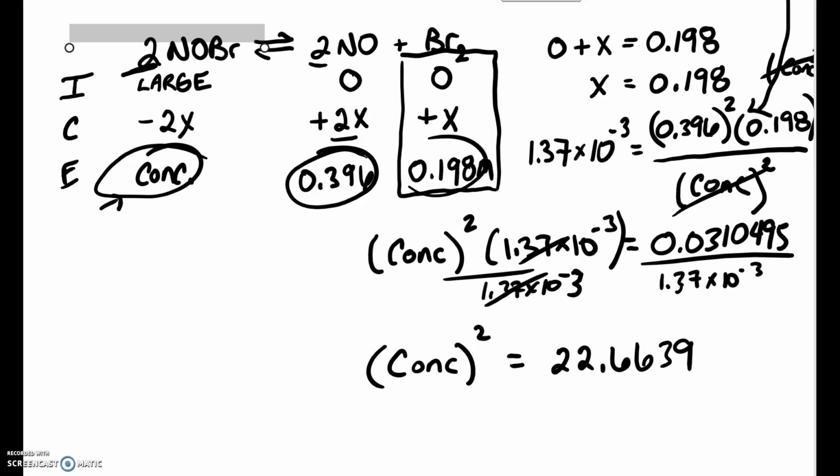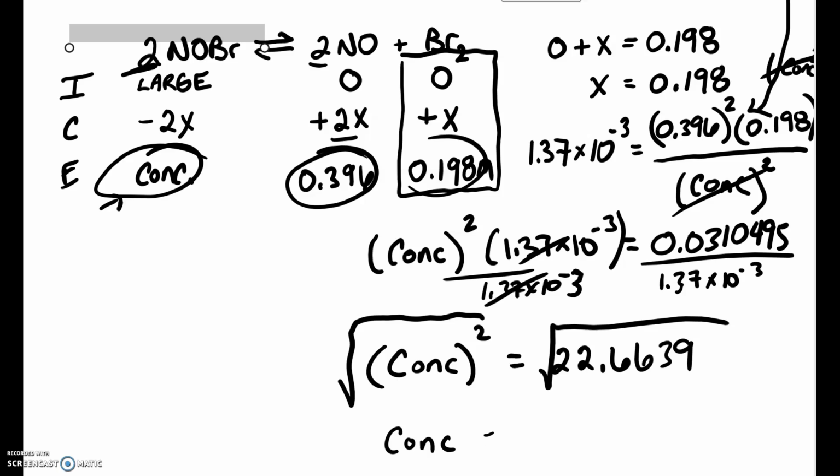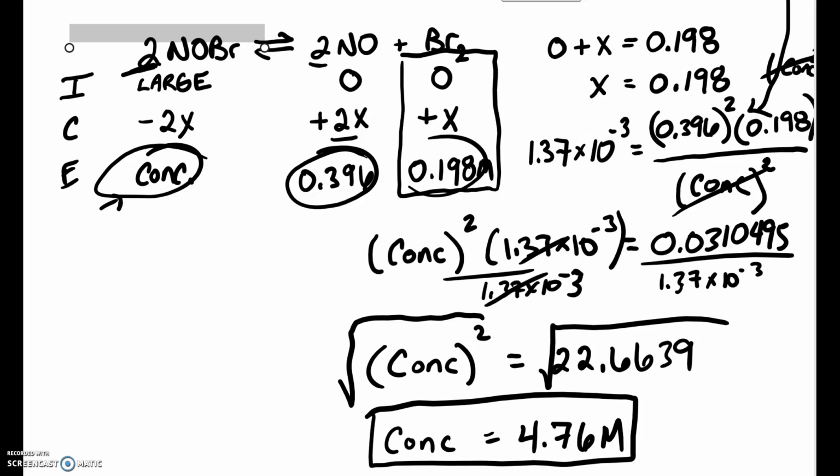Okay, now what do I do? I've got this squared. Well, the way we get rid of that squared is we use the square root. If I take the square root of that, that is going to just equal concentration. But again, like I said before, if you're going to do something to one side of an equals, you have to do it to the other side, then you're okay. So I have to take the square root of the 22.6639 to get my final concentration. And now we're going to round to our three significant figures of 4.76. And this is a concentration. It was a Kc, so we used molarity. So these are in molarity. And that's that. That's how you solve for that.